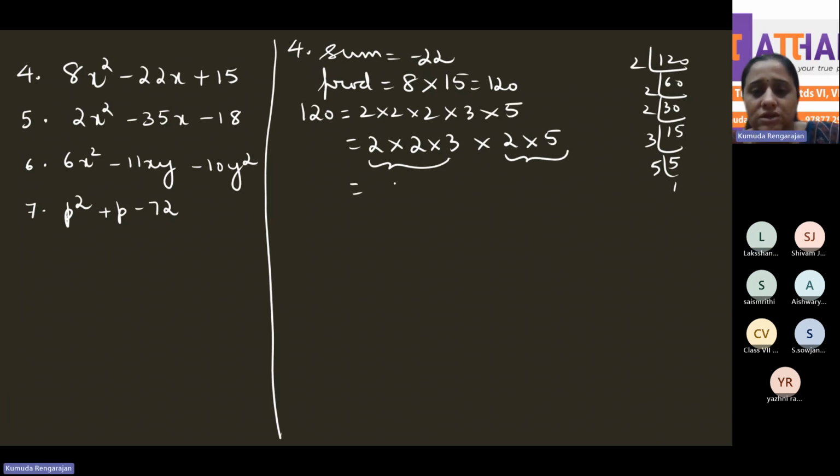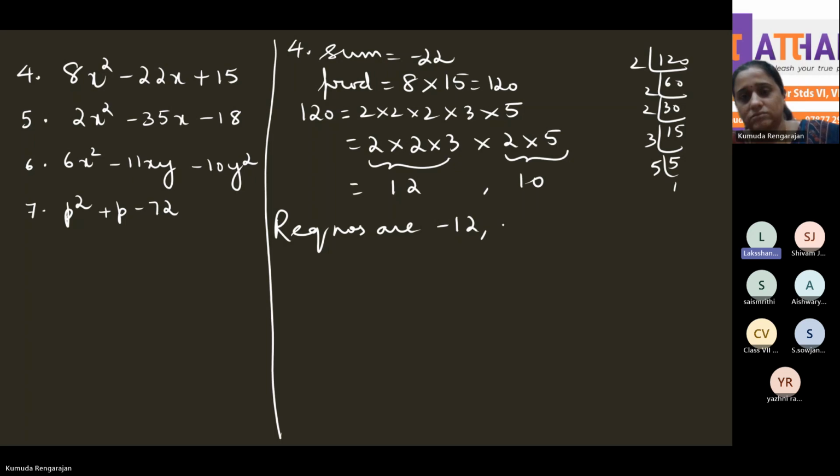So you said, Lakshana, 12 and 10. No, ma'am. Required numbers are minus 12 and? Minus 10. Okay, correct. So the sum is minus 22 and the product, minus into minus is plus, 12 tens are 120. Very good. Next.